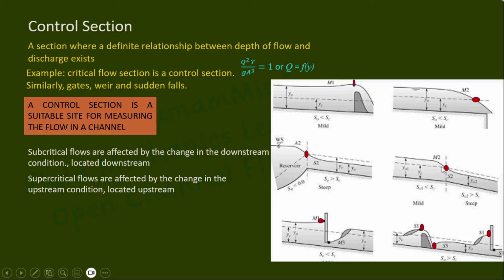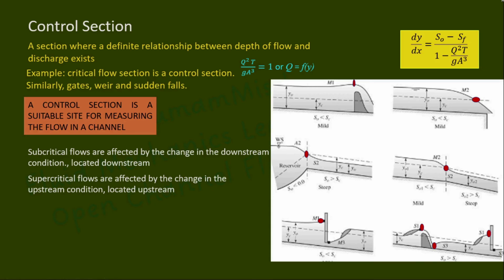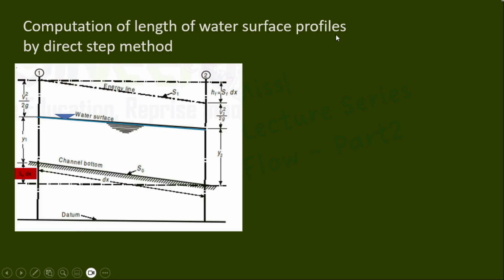Whereas for M2 profile, the computation is starting from this point towards the upstream side because here the flow is subcritical. So by identifying the flow as subcritical or supercritical flow, we can identify the location of the control section. One should classify the slope and identify the flow profile, then locate the control section. Then we have to compute the length towards the upstream side if it is a subcritical flow, and towards the downstream side if it is a supercritical flow. In the next section, we can discuss about the computation of length of water surface profiles.